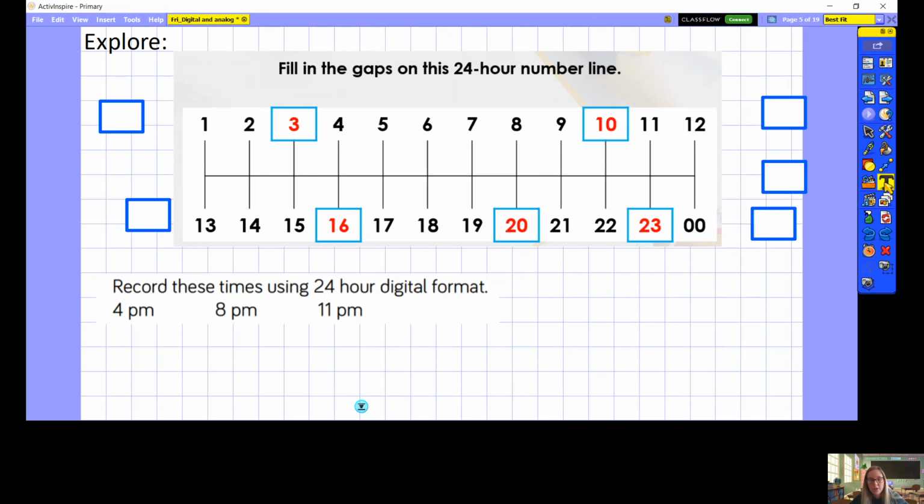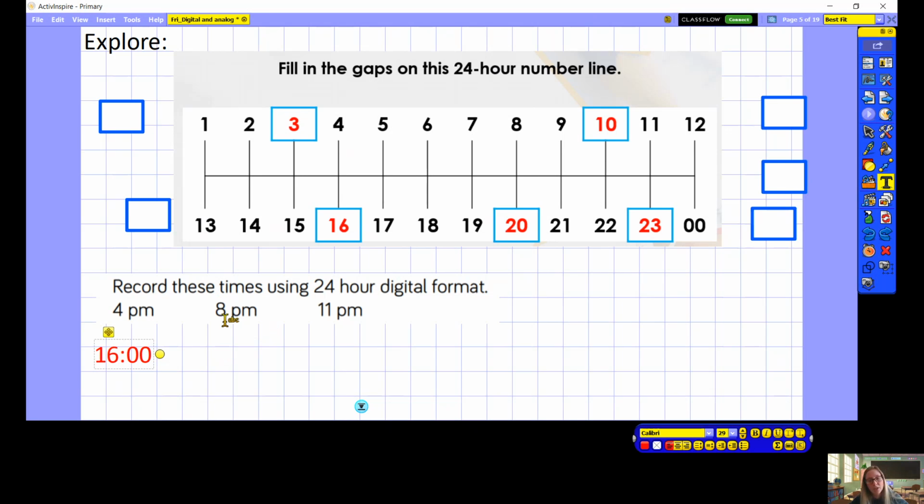Let's have a think about how we can record these times below using a 24-hour digital format. So 4 p.m. Actually, I can use this table to help me now. If I look at 4 p.m. in the afternoon, because it's p.m., we know there's 16 there. So 4 add 12 is 16. So it would be recorded as 16:00. That's how we would record 4 p.m. as a 24-hour digital time.